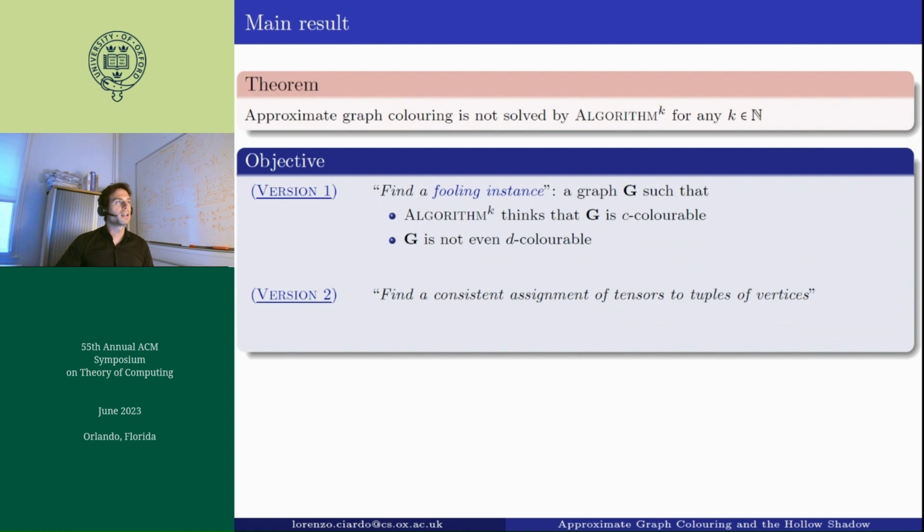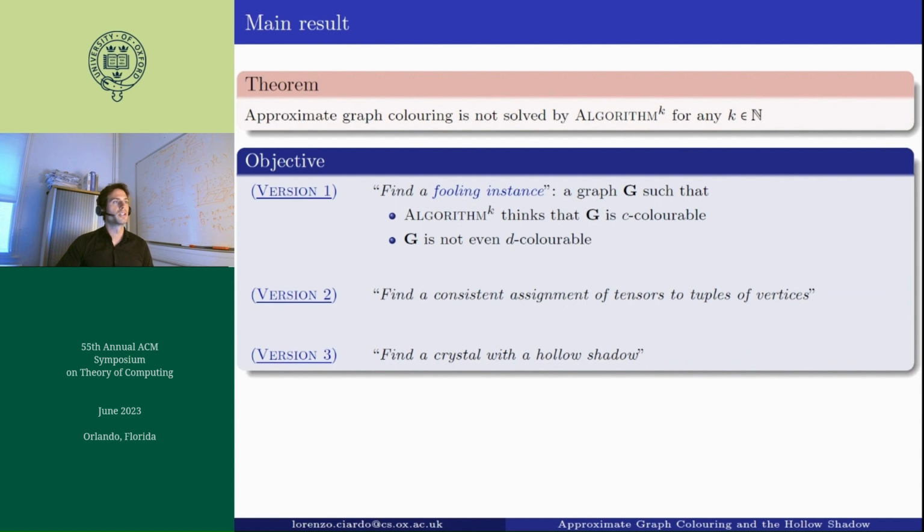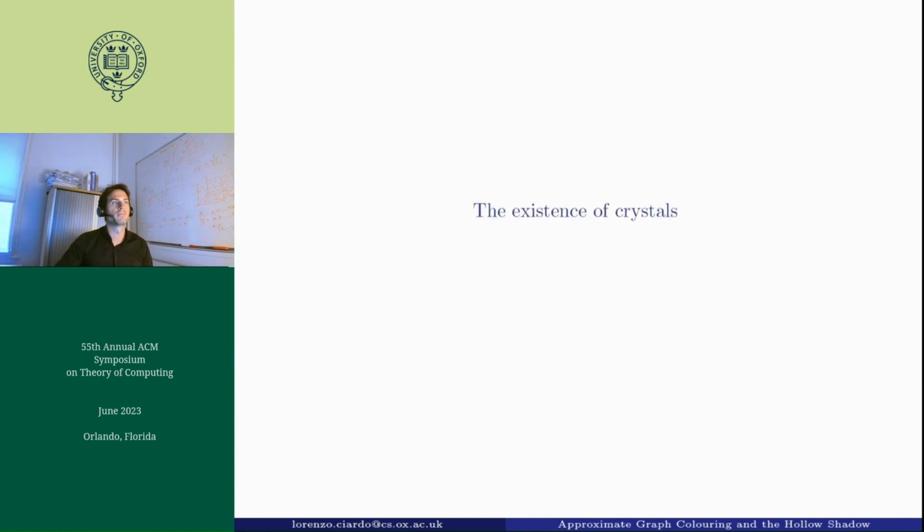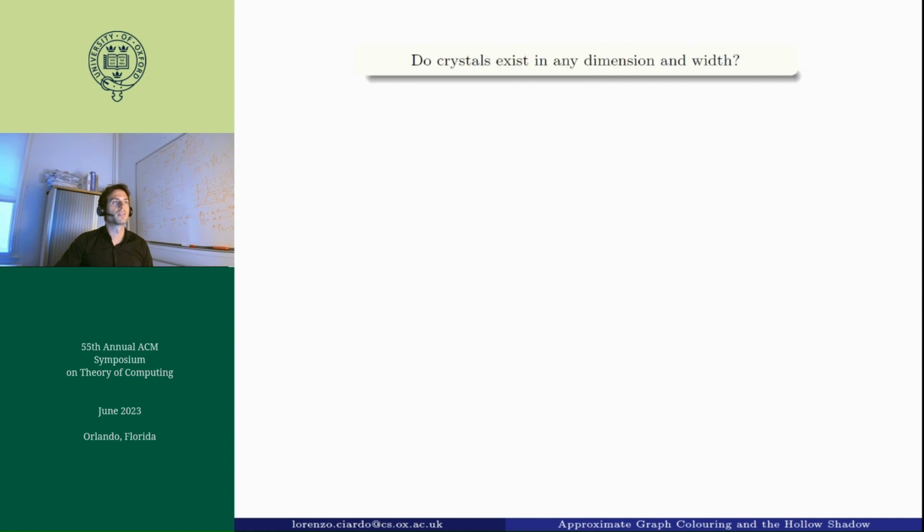We can then go back to the formulation of the objective and finally have the third and last version of the objective, that is, find a crystal with a hollow shadow. Okay, so now we only need to prove this, and we see that now the proof shall be completely geometric or multilinear algebraic. We don't have to think about the technicalities of the algorithm anymore. Okay, the existence of crystals. So, do crystals exist in nature? We saw some examples, but do crystals exist in any dimension and any width? Because this is what we need to rule out solvability of approximate graph coloring.